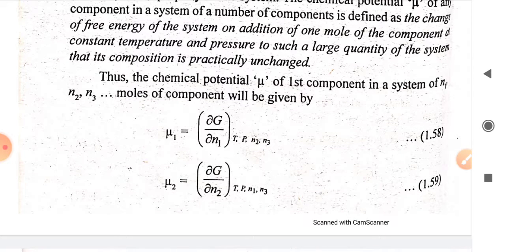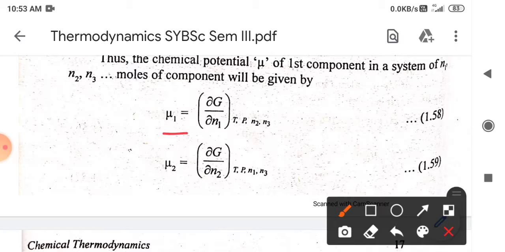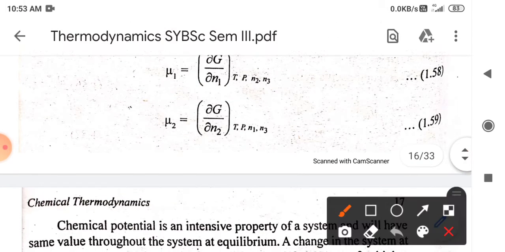Now we will study the chemical potential change with respect to temperature and pressure. What is the value of mu1? The value of mu1 is simply dG upon dn1, keeping the temperature, pressure and other numbers of moles constant. What is the value of mu2? It is dG upon dn2, keeping T, P, n1, n3 as such, all the other values constant.